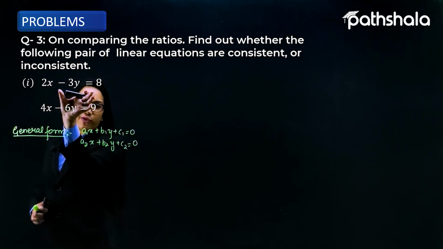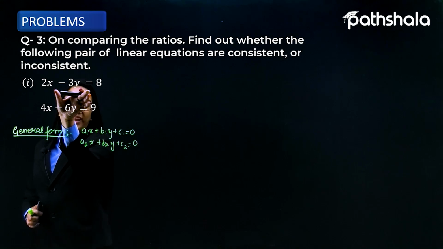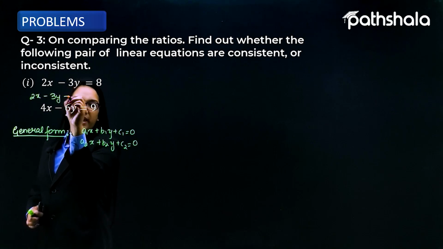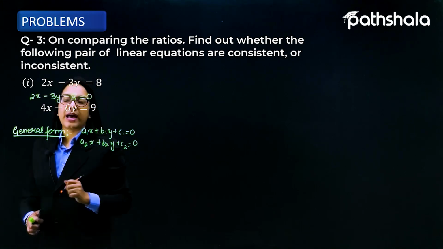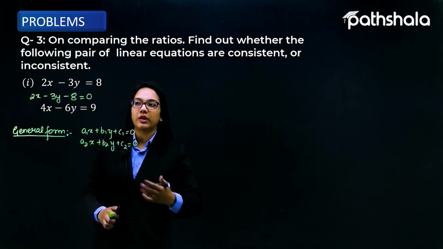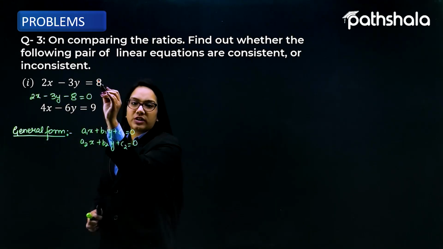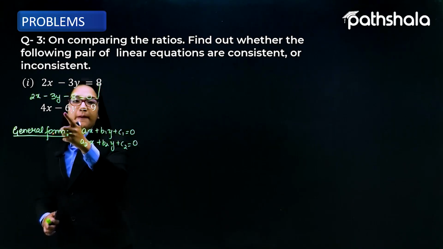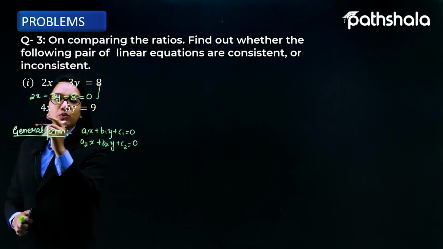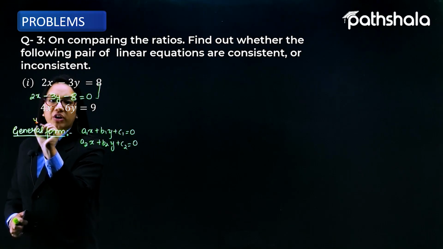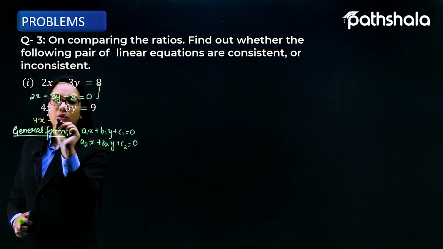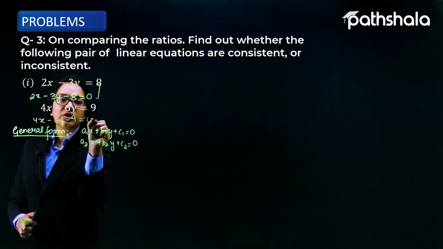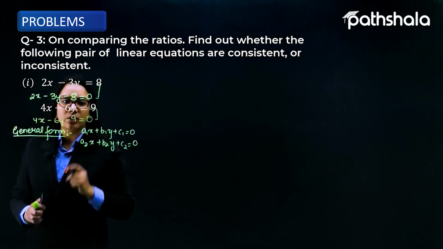So let us write 2x minus 3y is equal to 8 as 2x minus 3y minus 8 is equal to 0. We can write this equation in this form as well, because both of these equations are equal to each other. Furthermore, we can write 4x minus 6y is equal to 9 as 4x minus 6y minus 9 is equal to 0. Again, both of these equations are equal to each other.